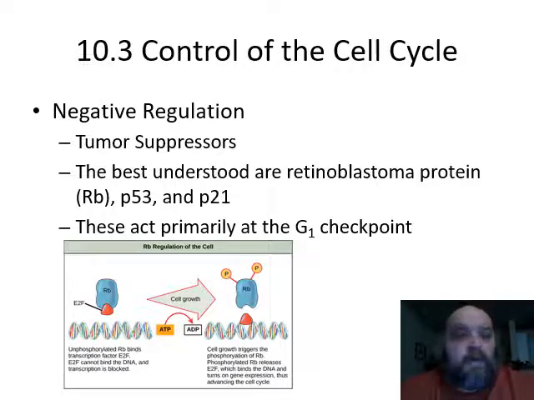Even RB, though, has its own regulatory mechanisms. If some external or internal signal says, hey, damage, damage, damage, must replace, must divide, RB can be phosphorylated by some other enzymes. Phosphorylated RB no longer has an affinity for E2F. E2F can now go and bind the chromosome, causing certain genes to be expressed.